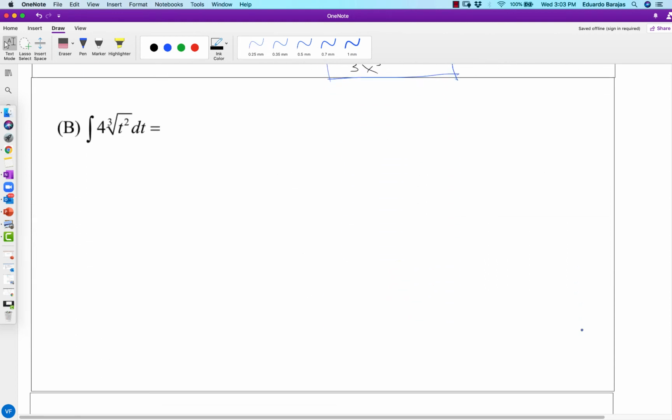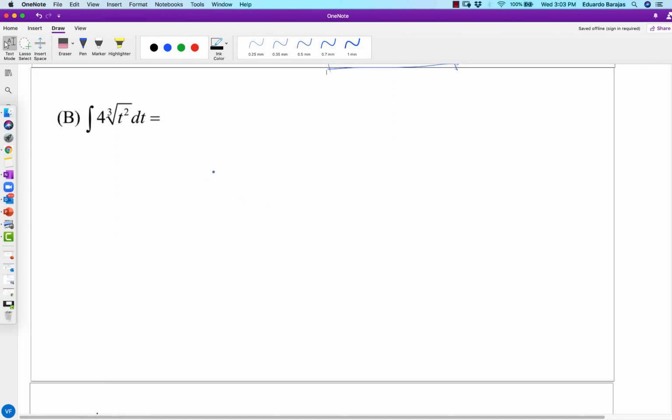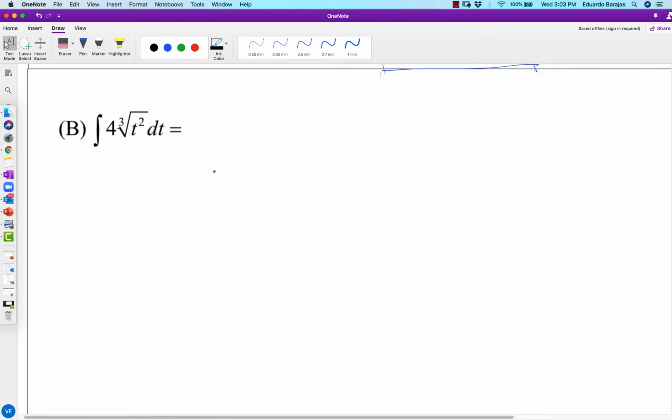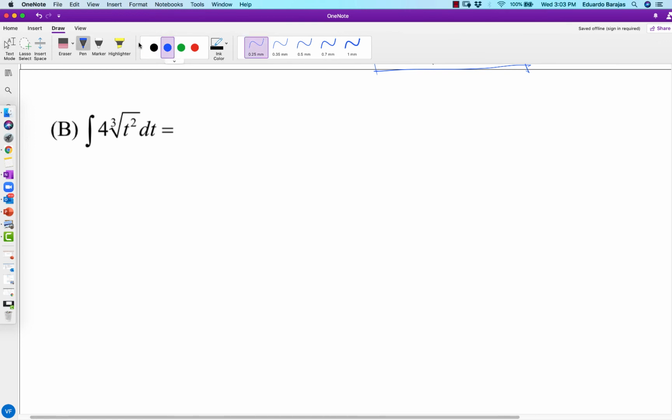Okay, so now let's try this one. Before we dive into the answer, I'm just going to rewrite it a little bit. This is equivalent to the integral of 4 times t to the power of 2/3 dt. And so by one of our properties, I can pull that 4 out. This is 4 times the integral of t to the 2/3 power dt.